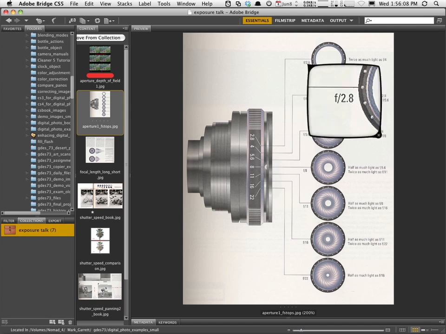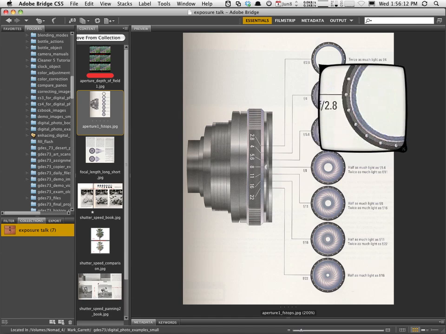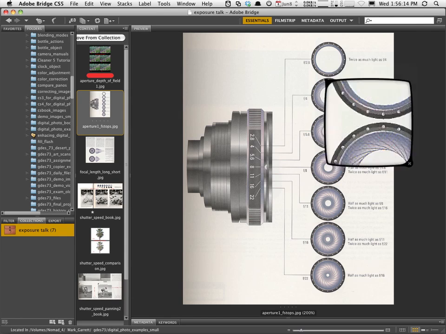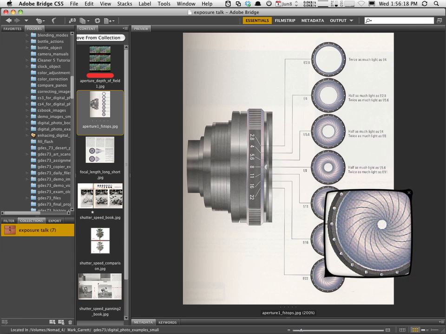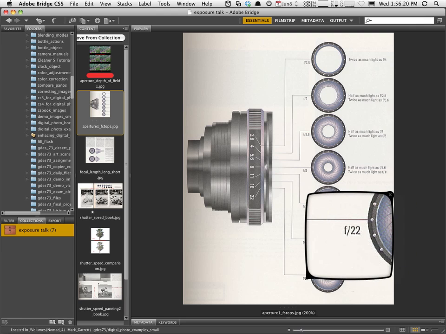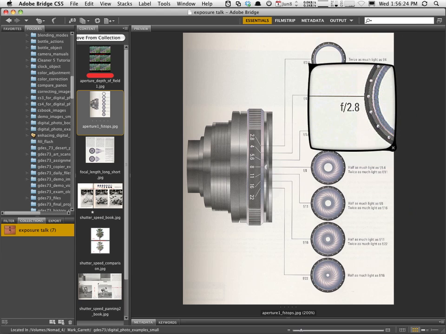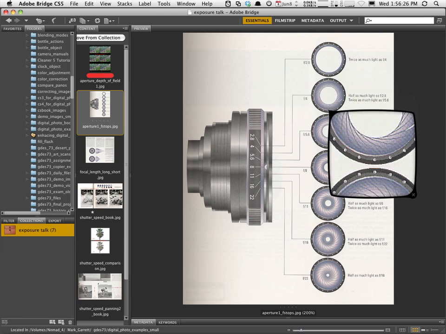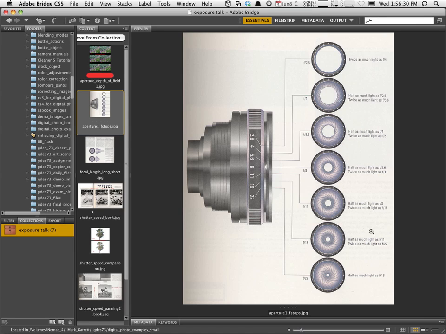One of the things that's a little confusing is the smaller the f-stop number, the bigger the aperture. The bigger the number, the smaller the aperture. So remember that. Big number, small aperture; small number, big aperture. So again, each one of these is half or twice as much light as the one next to it.